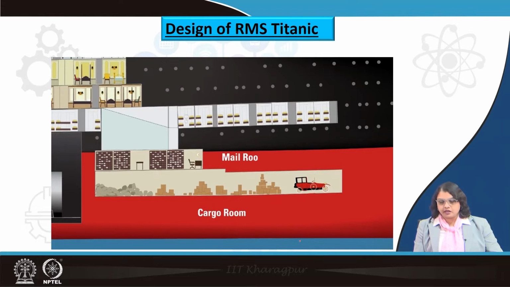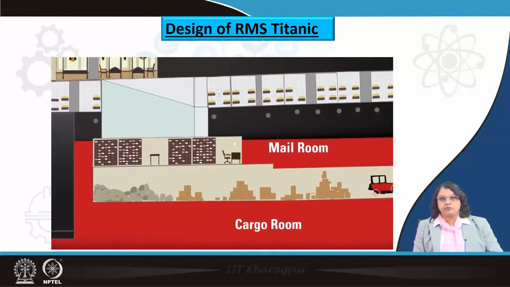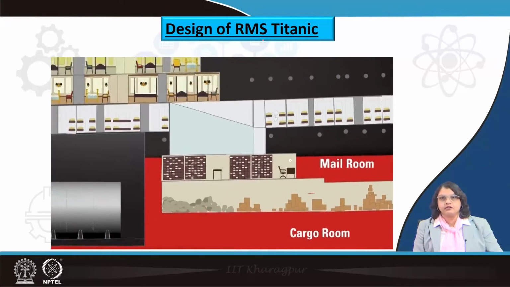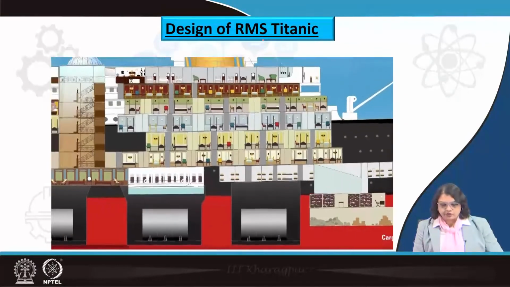And then there is the mail room. Titanic is actually known as the Royal Mail Ship. So, one of its purposes is to carry mail, and it carries more than 7 million individual mails along with packs of mail as well.